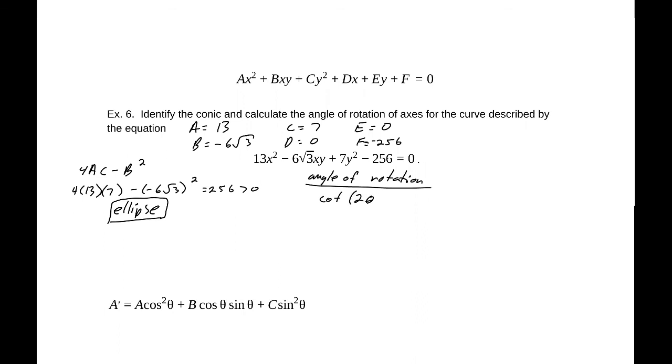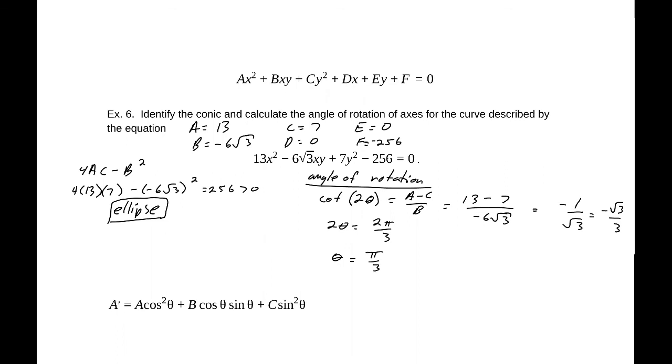Cotangent 2 theta equals a minus c over b. So that is 13 minus 7 over negative 6 root 3, which is going to simplify to be negative 1 over root 3. All right. Which is equal to negative root 3 over 3. Okay, now that's cotangent, so that implies that 2 theta is 2 pi over 3, and that theta is pi over 3. So we have a rotation of pi thirds, or 60 degrees.